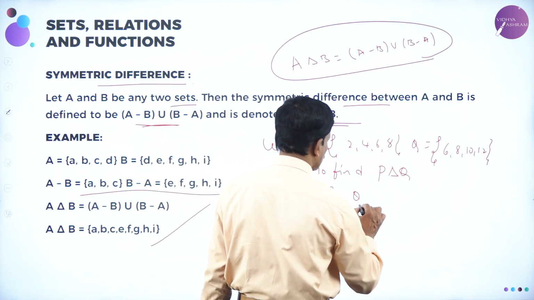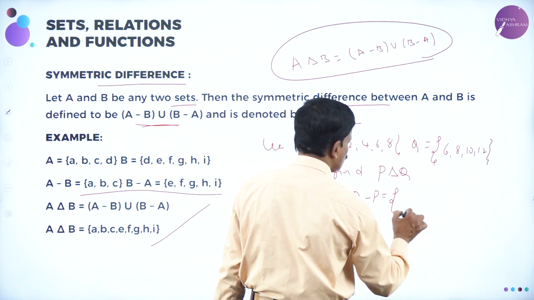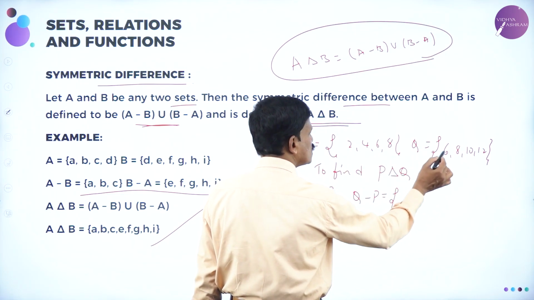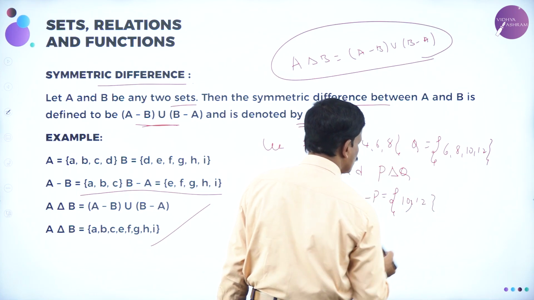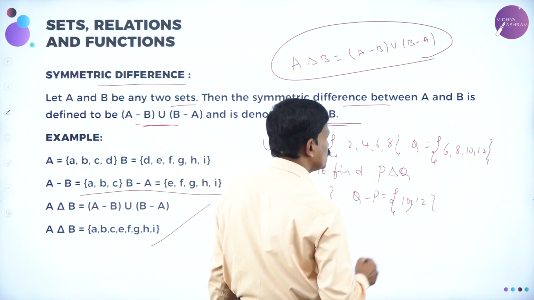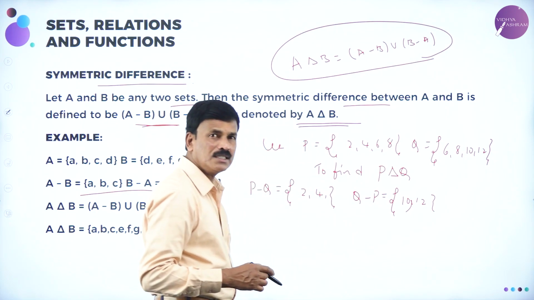Similarly, Q minus P: all the elements which are in Q but not in P. 6 is there, 8 is also there, so we take 10 and 12. 10, 12 are the elements. 6 and 8 are also included in P.